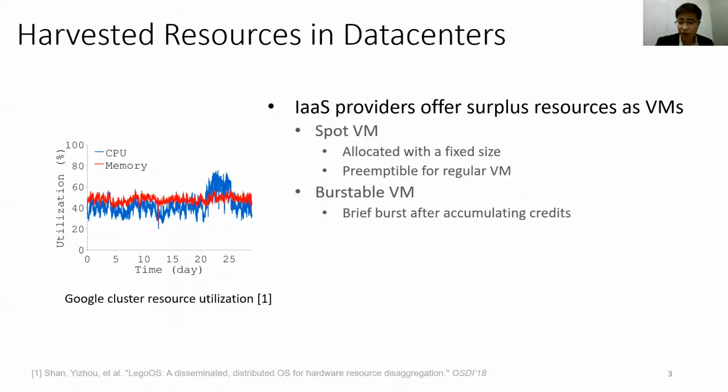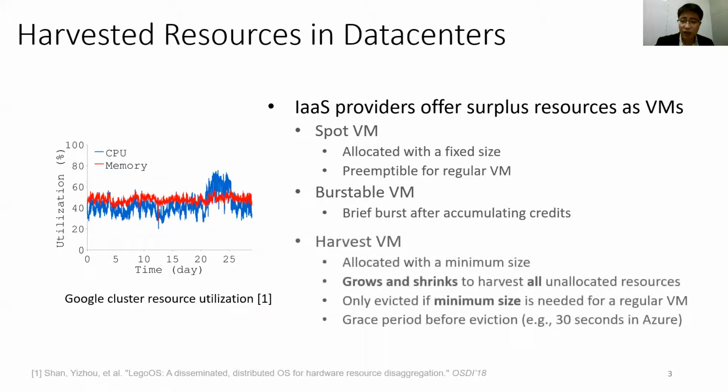Along similar lines of work, Microsoft recently introduced Harvest VMs as a more efficient and cheaper alternative. Harvest VMs are allocated with a minimum size, and they are able to grow and shrink to harvest all the unallocated resources on the host. The Harvest VM is only evicted if their minimum size is needed for a regular VM. And before eviction, they get a grace period, which is, for example, 30 seconds on Azure.